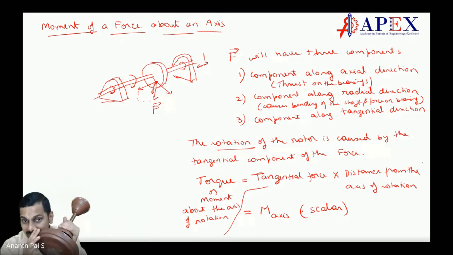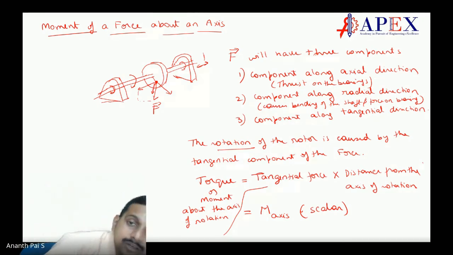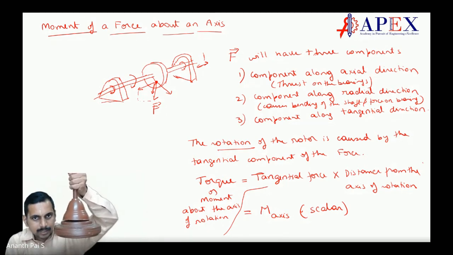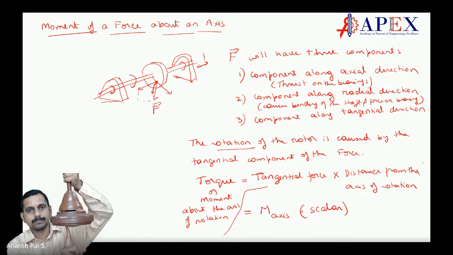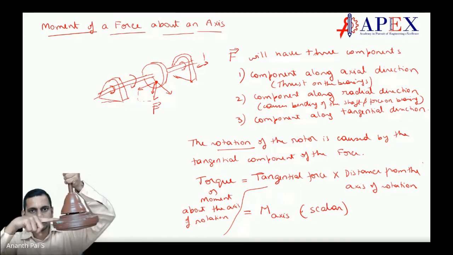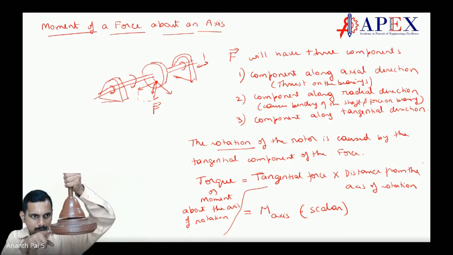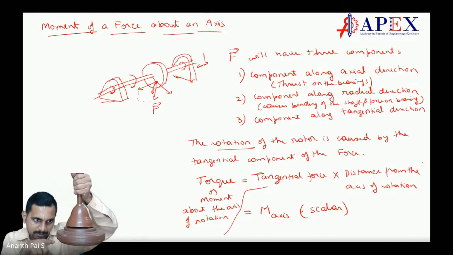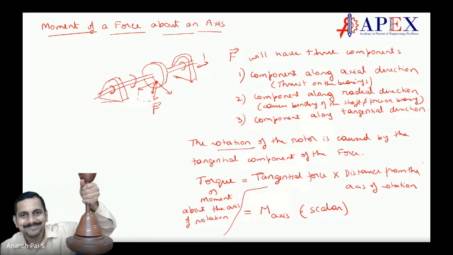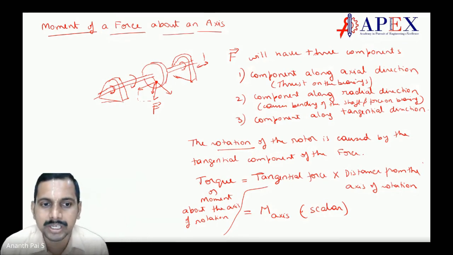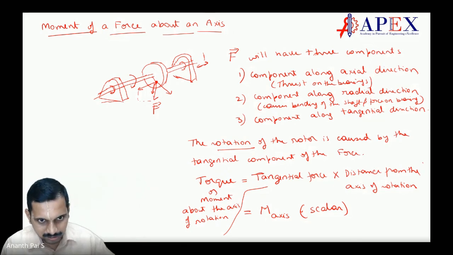So the tangential component is what causes the rotation. If it is like this, then the tangential component is here. This is the tangential component which causes rotation. If I put it here like this, no rotation. If I put it like this, no rotation. The one which comes is the tangential component. Make sense? So now you can figure out what is the tangential component, the one which goes as a tangent. Yes, sir. So you know what is tangential component, radial, and axial.